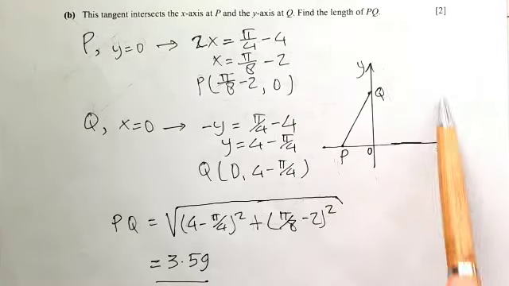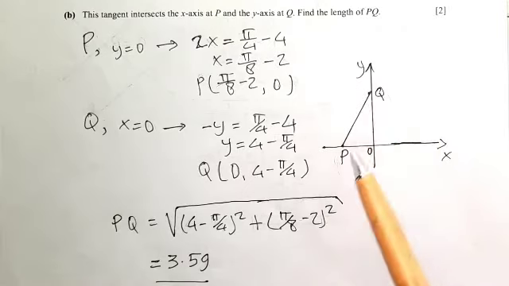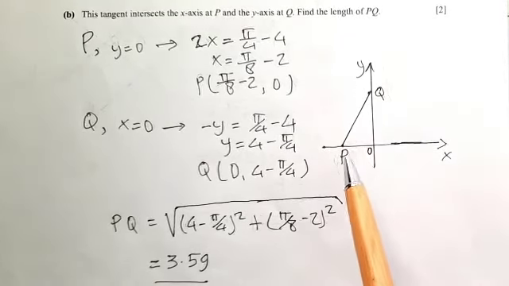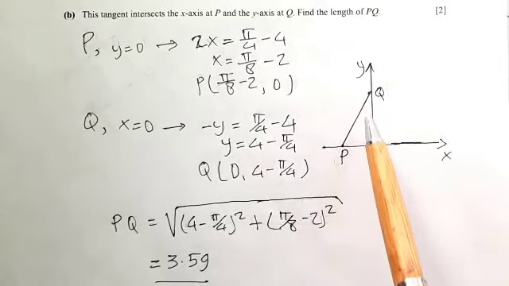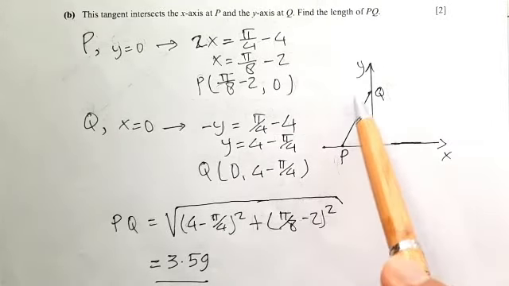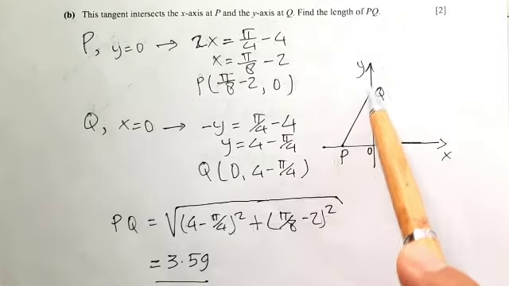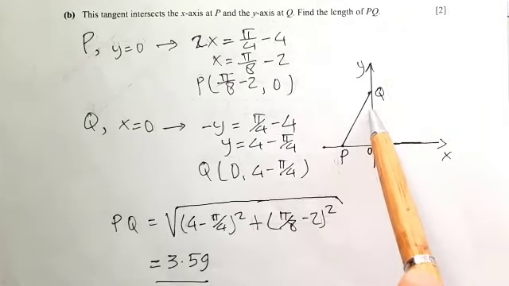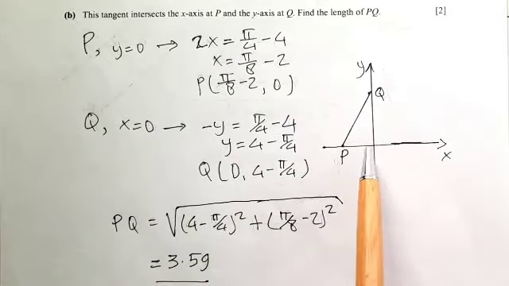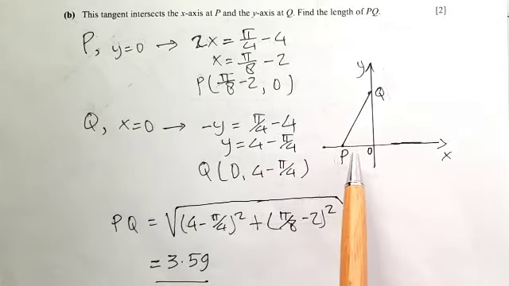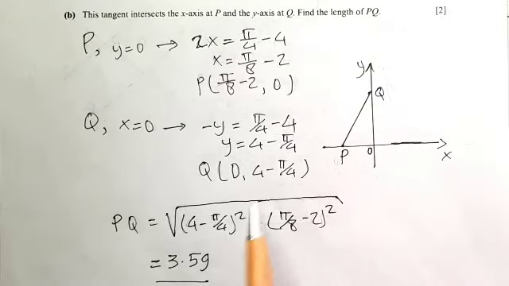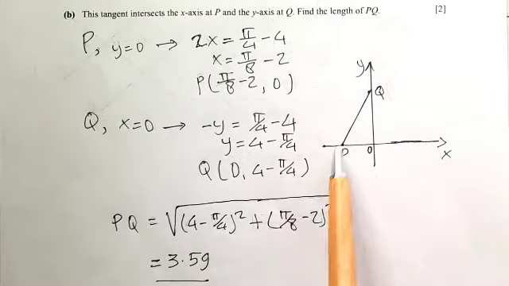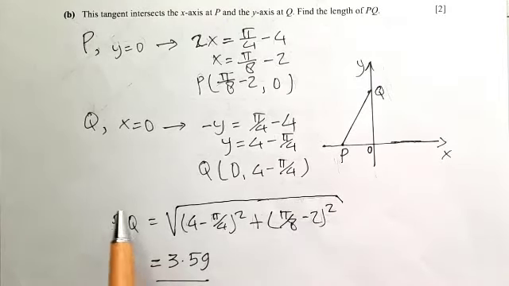Here is the sketch or graph to visualize the problem. Here is the point P and here is Q. To find the length of PQ, we can use Pythagoras' theorem. PQ squared equals PO squared plus OQ squared, so PQ is the square root of the length of this one, 4 minus pi over 4, and the length of this one, pi over 8 minus 2. Thus the length of line PQ is the square root of (4 minus pi over 4) squared plus (pi over 8 minus 2) squared, that is 3.59.